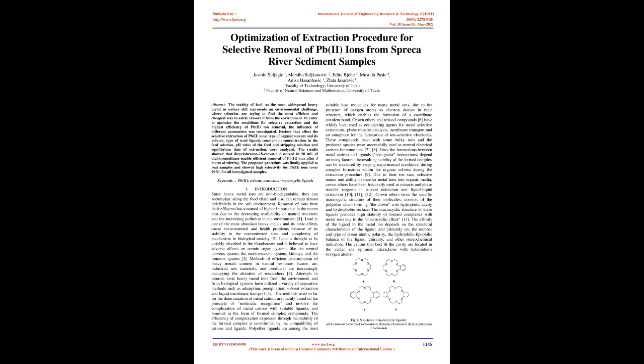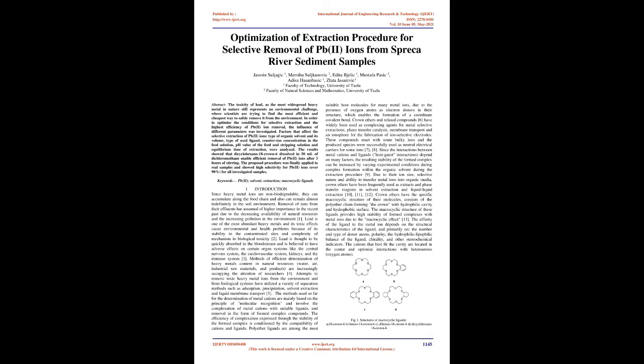4. Attempts to remove toxic heavy metal ions from the environment and from biological systems have utilized a variety of separation methods such as adsorption, precipitation, solvent extraction, and liquid membrane transport. 5. The methods used so far for the determination of metal cations are mainly based on the principle of molecular recognition and involve the complexation of metal cations with suitable ligands, and removal in the form of formed complex compounds.